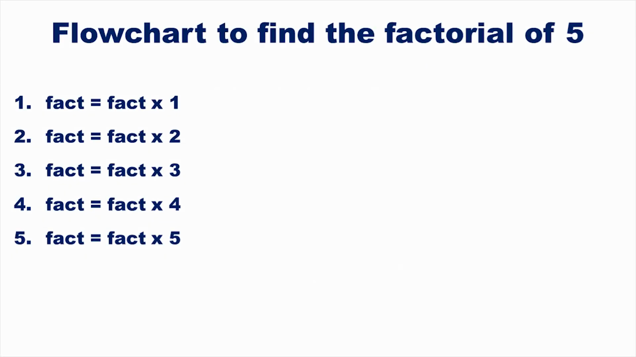Let us convert the steps into flowchart. Start, initialize variable fact. In the second equation, the value of fact on RHS should be 1. That means in the first equation, LHS should be 1. That is, the initial value of fact should be 1. 1 into 1 equal to 1. So, fact equal to 1.